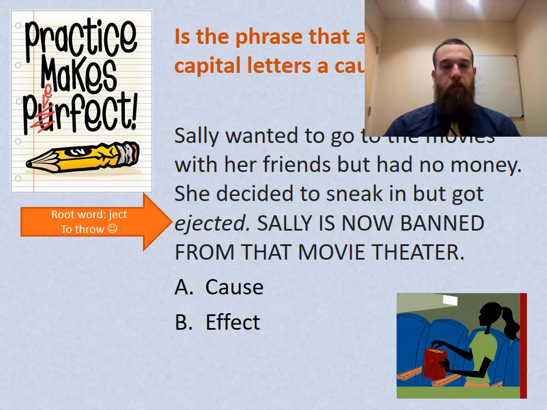So now let's try some identification. In the next couple slides, I'll be giving you a couple sentences, and I'll ask, is the phrase that appears in all capital letters the cause or the effect? So our first example says, Sally wanted to go to the movies with her friends, but had no money. She decided to sneak in, but got ejected, kicked out. Sally is now banned from that movie theater. So this part that's all in caps, is that our cause or our effect? I'll give you a second to think about it before I highlight the answer.